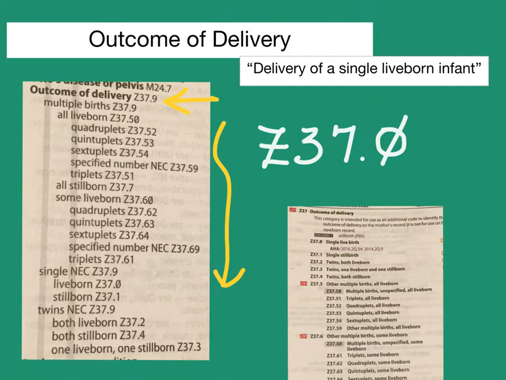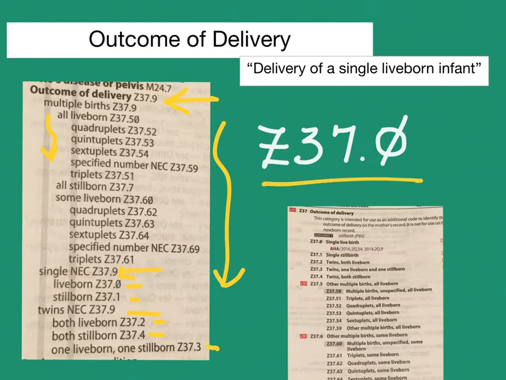We have single, live-born or stillborn, just one infant. We have twins, subterm live-born, stillborn, or one of each. And then you have all of these options for multiple births, all live-born, all stillborn, some live-born. So lots of examples. Take a few minutes this week to really understand your options here. Be sure to complete exercise 23.1 to practice with these outcome of delivery, these Z37 codes.